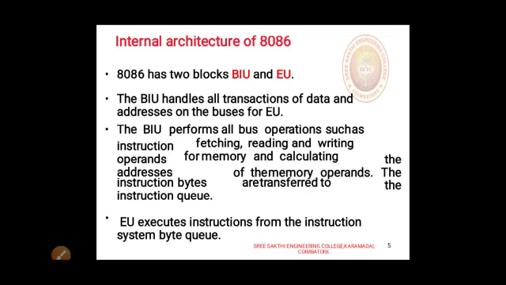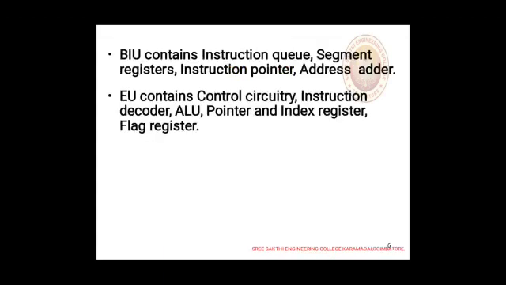It has a 6-byte instruction queue. The prefetched instructions are stored in this 6-byte instruction queue in a queued manner. Here the execution unit executes the instruction from the BIU. The bus interface unit contains the instruction queue, segment registers and instruction pointer. The instruction pointer is used to store the address of the next instruction to be executed. Then the address adder, which is used for calculation of the address for memory operands.